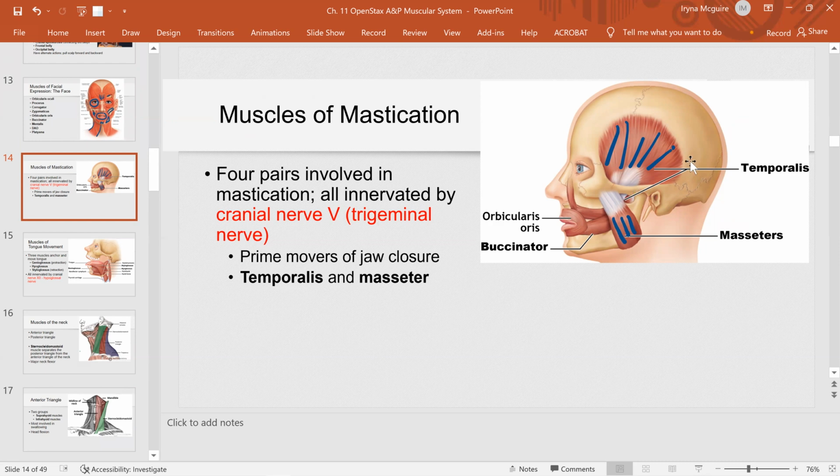And the insertion of these muscles will be your mandible, because the only bone that you can move is your lower jaw. So that's your mandible. So if you want to move your mandible, you better insert your muscle into that bone.